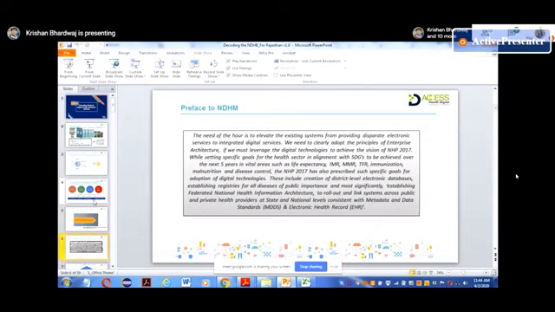So this is the preface of the NDHM, and if you read it carefully, a lot of things come out of it. One is to elevate the existing systems from providing disparate electronic services to integrated digital services. So can someone in the team tell me, what is the difference between an electronic service and a digital service?